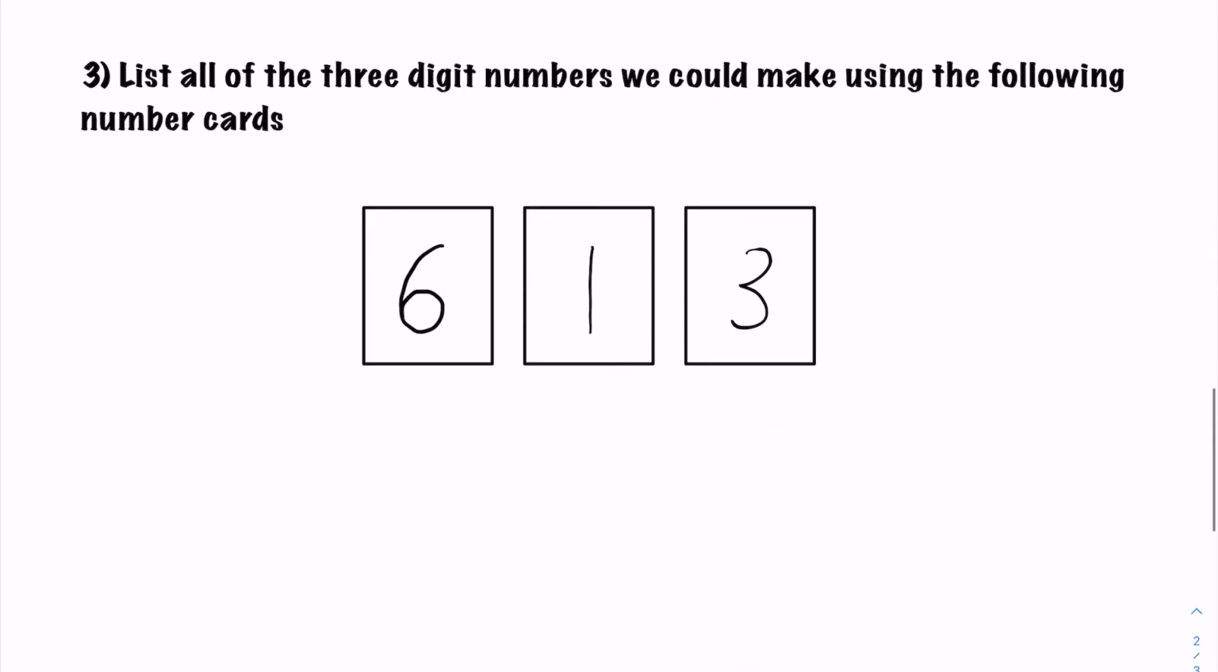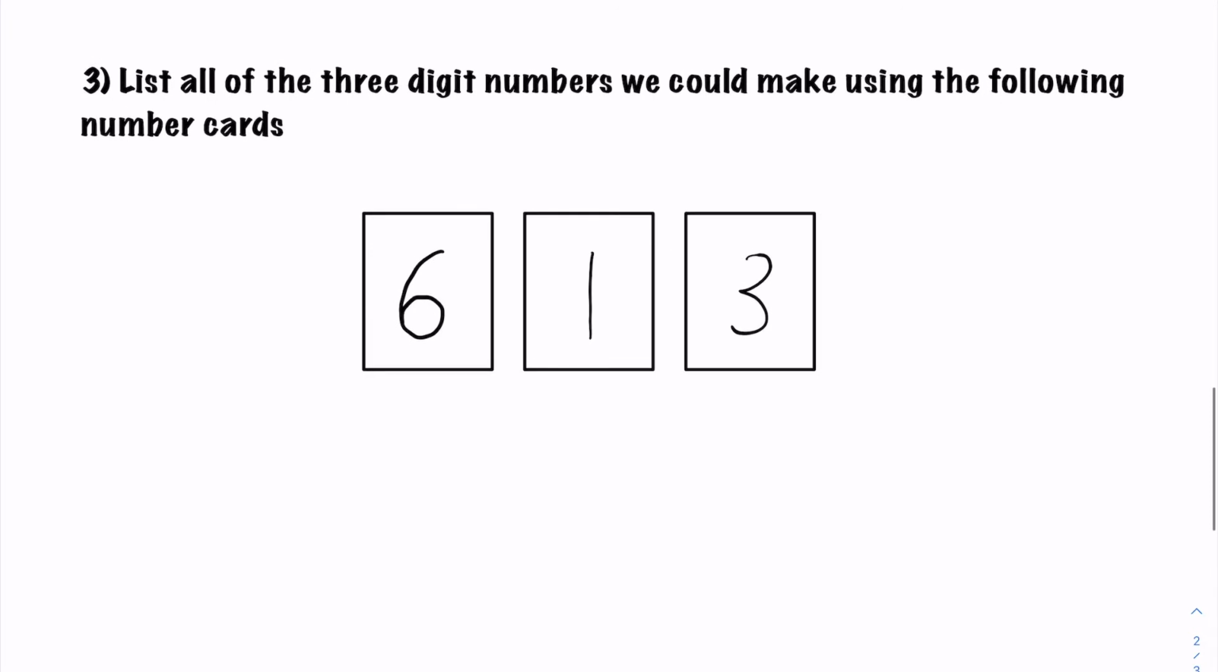Question number 3. So list all of the 3-digit numbers we could make using the following number cards. And earlier on I said that when it comes to listing numbers, I like to start with the smallest and work my way up to the biggest. So the first of the 3 digits, we'll start with the smallest first, would have to be 1. The next digit would then have to be 3, and the last digit would have to be 6.